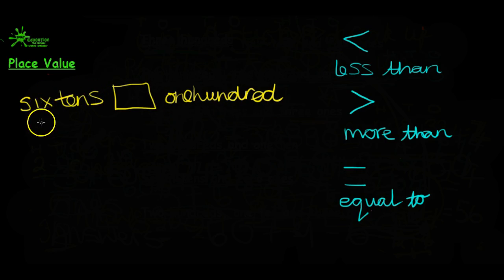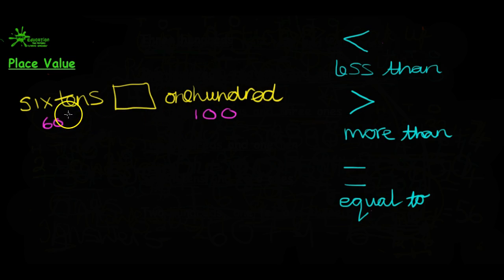Now firstly, we need to have a look and think, what do these numbers look like in digits? So we'll change the colour so we can see this nice and clearly. 6 tens would equal 60, and 100 would look something like this. In fact, it would look exactly like that. So we've got 60 and 100. So now we can easily see which number is more or less or equal to the other. We can use one of these symbols to put it into this square to make the number sentence correct.